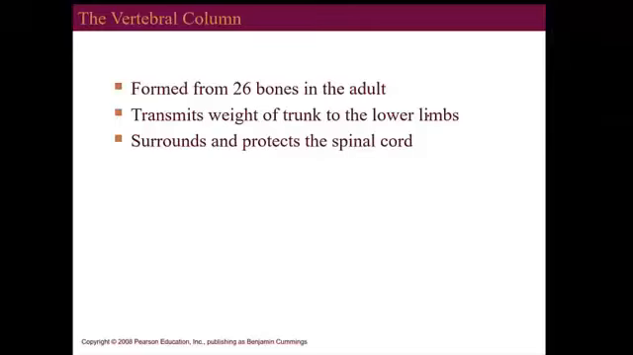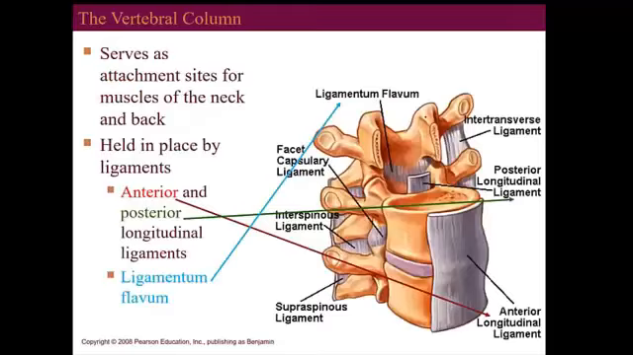All right, so the vertebral column, we're going to see that it's formed by 26 bones in adults, and it also transmits the weight of the trunk to the lower limbs. It surrounds and protects the spinal cord, and this is the vertebral column.